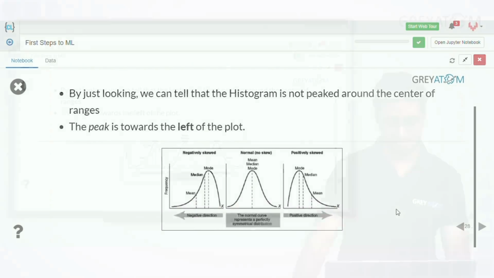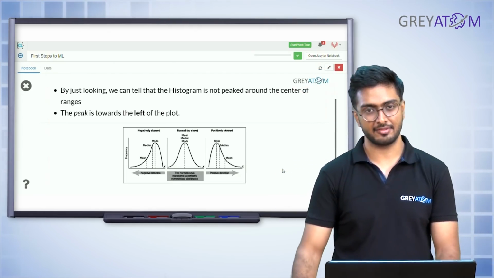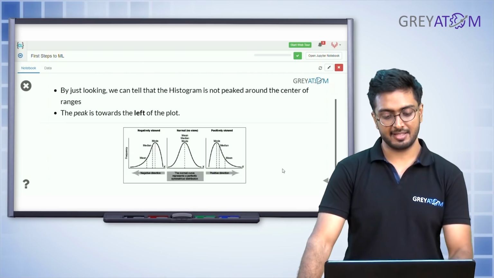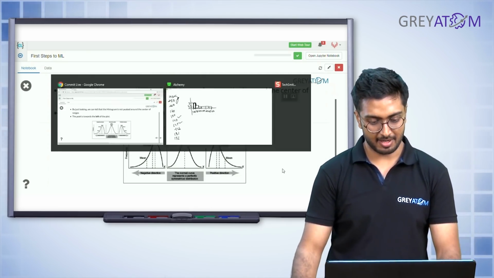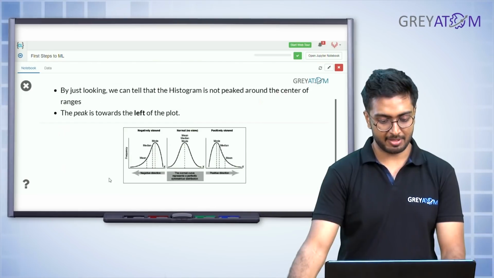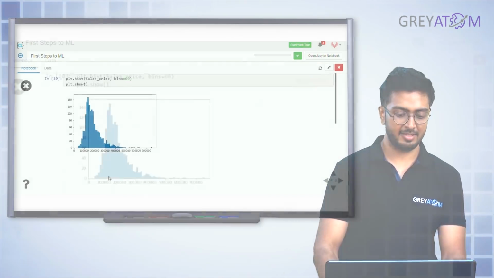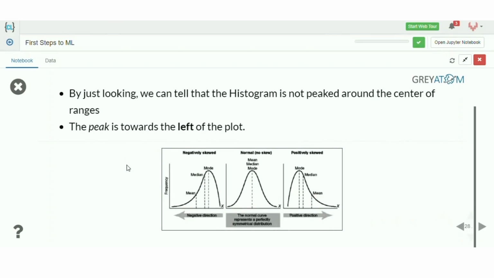Now, by just looking at the histogram, we can tell whether the histogram is peaked around the center of the range or not, right? In this particular case, the peak is to the left of the plot. You can see our histogram. This was the case where the peak was towards the left of the histogram, and there were a lot of values. So in our example also, if you look at this diagram clearly, you can see that it's peaked to the left, right? So what does that say? The peak to the left indicates that it's a positively skewed histogram.